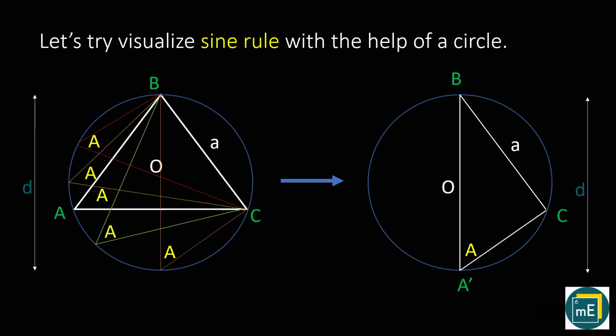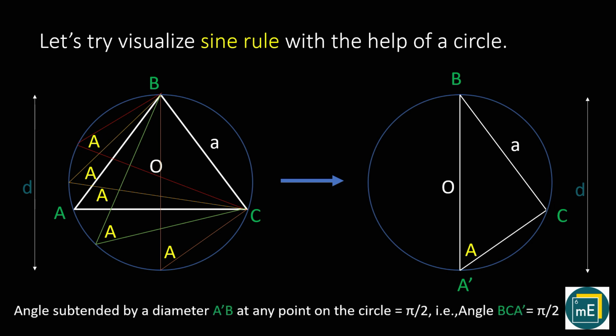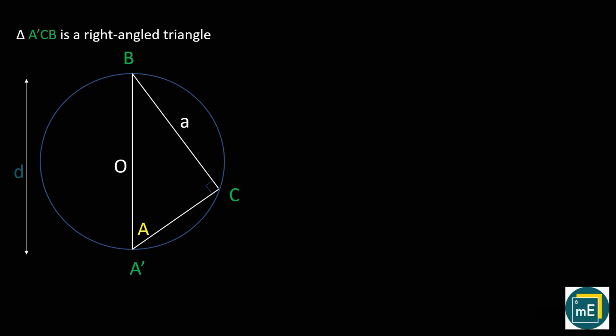Now since A dash B is a diameter and we have seen earlier an angle subtended by a diameter at any point on the circumference of a circle is 90 degrees, therefore angle A dash CB will be equal to 90 degrees. That means triangle A dash CB is a right angle triangle.